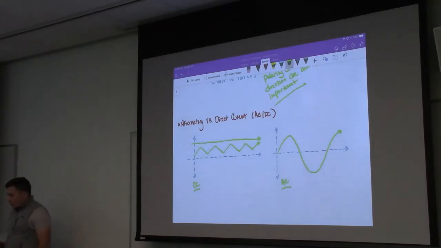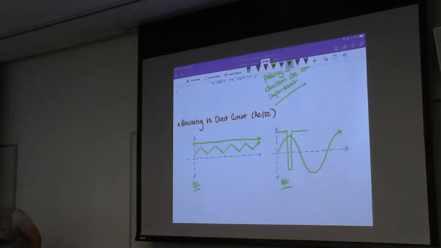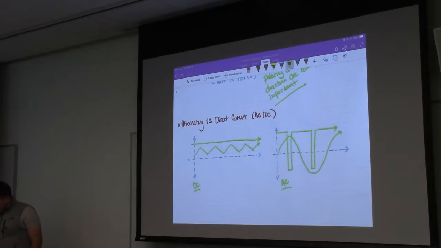Same thing with an AC. An AC doesn't necessarily have to be a sine wave. Anything that looks like this weird looking waveform, that would also be considered an alternating current waveform. Yes? So could DC also be in the negative? Yes. As long as it doesn't cross the x-axis.